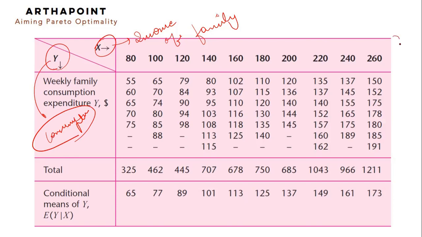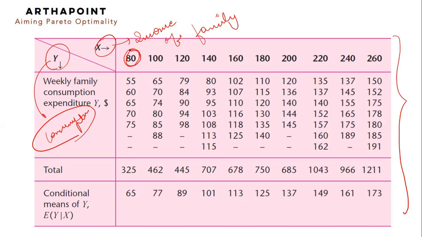If you don't understand this example well, the base is not formed well, because this is going to be the base of multiple linear regression model, dummy variable, functional form, whatever you want to do. So understand this example really well. Now, I have this as 80 as the income level. When income is 80, the family consumption varies.